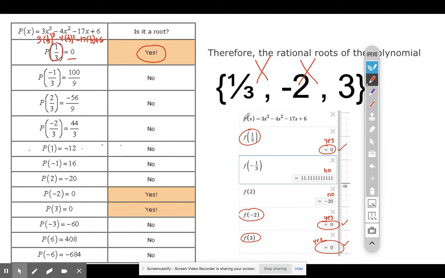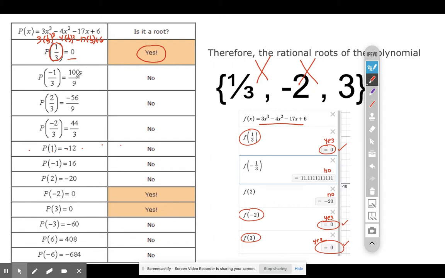You can also use a calculator, or Desmos has a calculator you can use. You can type in the equation, and then type in f of 1/3, as long as you define f of x, and then you'll get answers a little bit quicker, so you don't have to type in the equation over and over again. So I do like to use the Desmos calculator there.